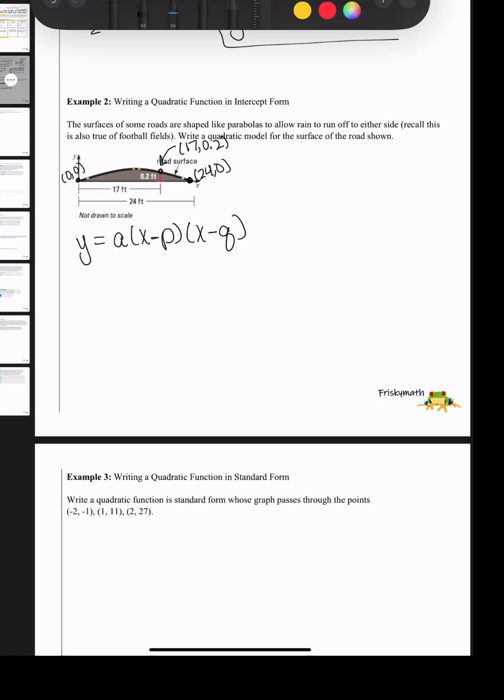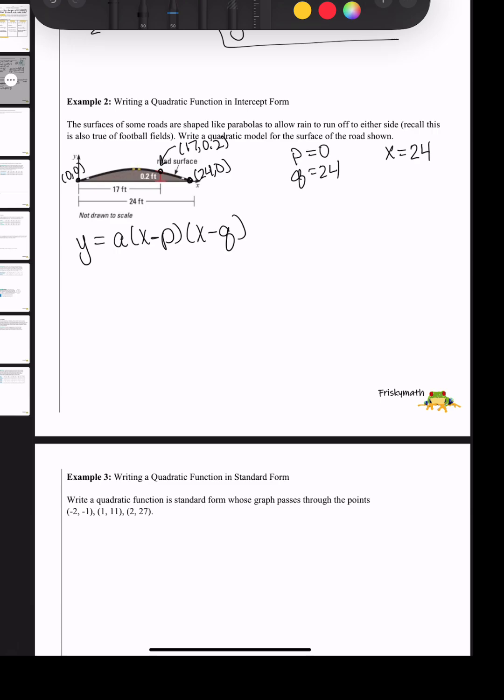All right, so my p and my q here are my x-intercepts. So we could say that p would equal 0 and q could equal 24. Now, how would you know this if you didn't remember that? Let's use this x-intercept of 24. If I know that one of my x-intercepts is 24, when we see these in factored form, we usually set them equal to 0 to use the zero product property and solve for each x-intercept.